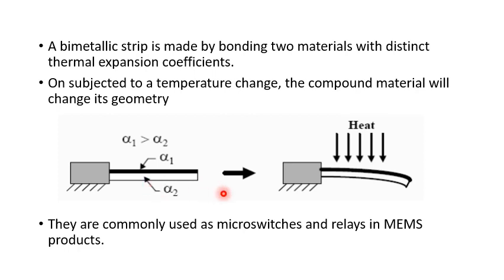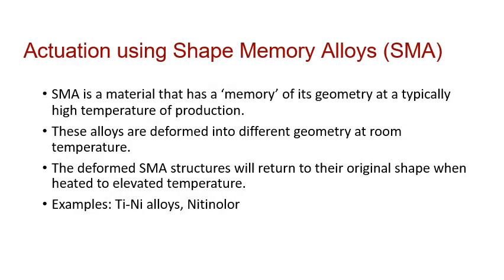So when this bimetallic strip is heated by external sources, the two materials will expand differently. Because of that, this bimetallic strip is going to bend. But once the applied thermal force is removed, it will return to its initial reference shape. So basically when it is subjected to a change in temperature, the material is going to change its geometry. So this is an actuation principle that is used in micro switches and relays.